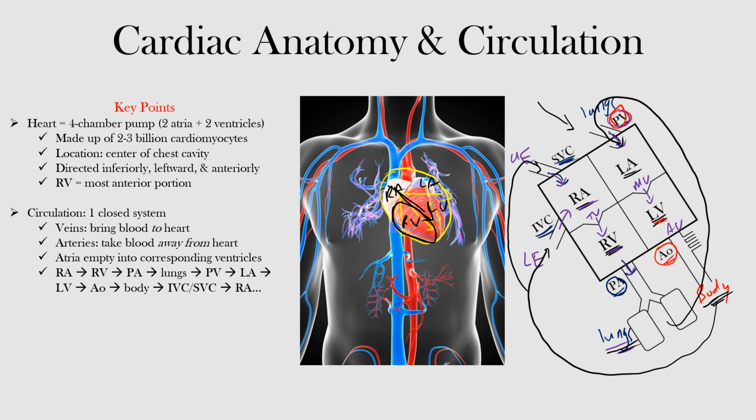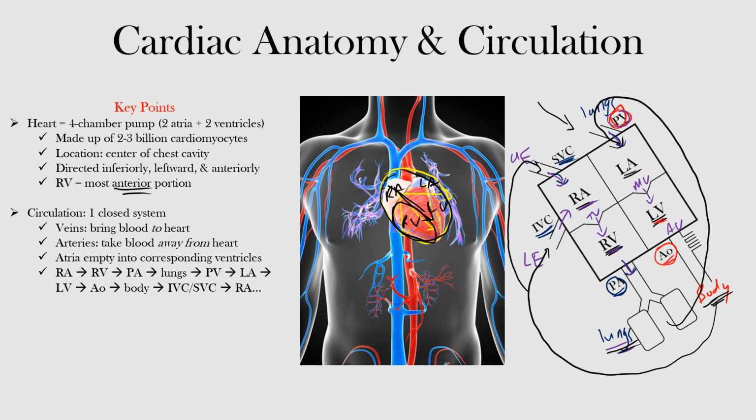Now the location of the heart, we said, is in the center of the chest cavity. We said that it is directed inferiorly, leftward, and anteriorly. And we'll see that as we look at the electrical conduction system, everything is also heading in that direction as well. The right ventricle is the most anterior portion of the heart. That's important to know. Circulation, we said, is one closed system.